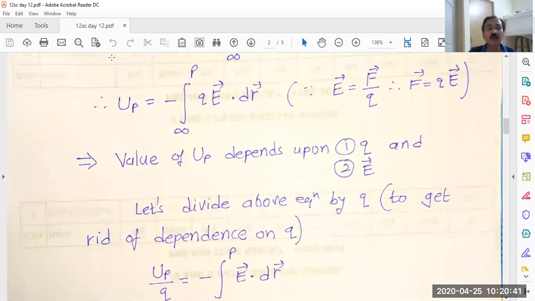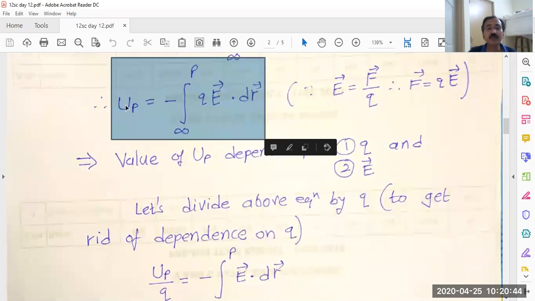Now here this formula has one issue. If this is potential energy at P, it depends upon charge Q. It also depends upon electric field. Now this creates a situation where dependence makes the situation clumsy. We want a simpler version.